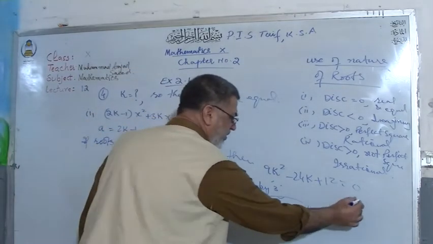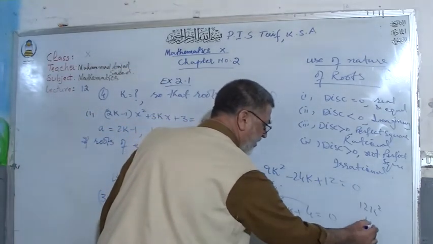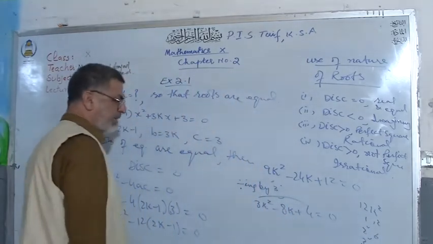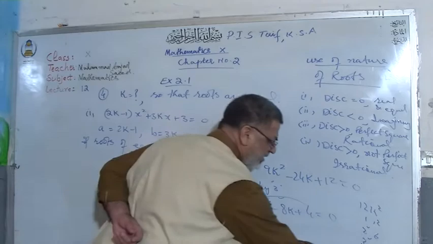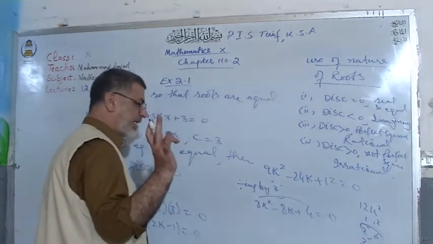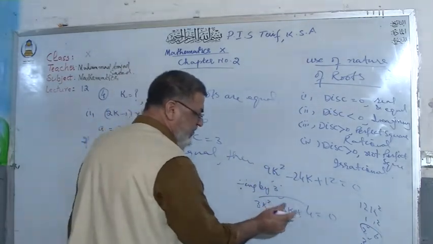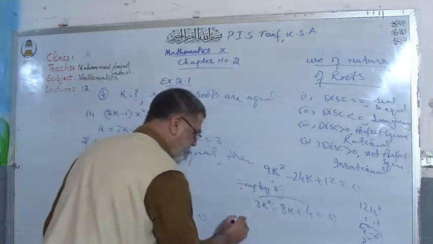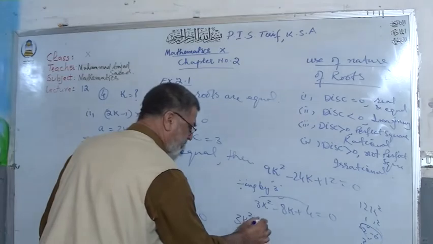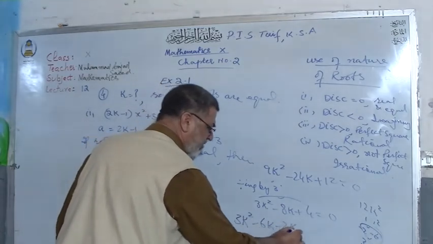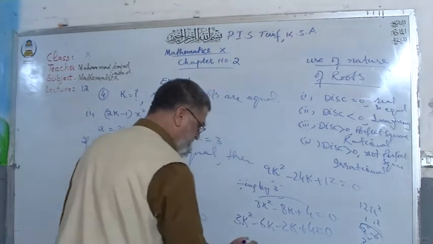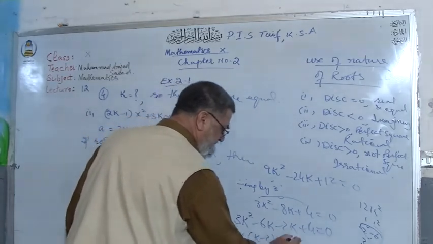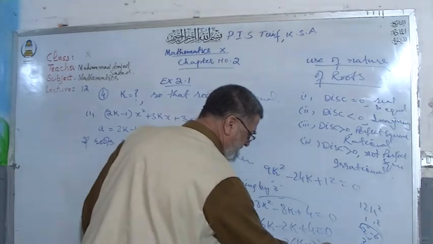Here we will have 3 and 4, 12k square: 1 and 12, 2 and 6, 3 and 4. Which pair is making 8? Definitely 2 and 6. And remember that I told you that the bigger component will have the sign of the central value. Here, that will be minus minus plus. 3k square minus 6k minus 2k plus 4 is equal to 0. 3k common k minus 2 minus 2 common k minus 2 is equal to 0.